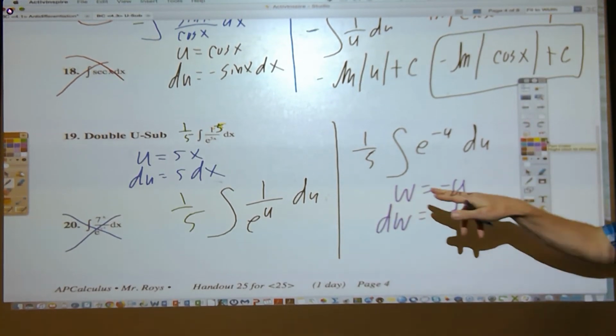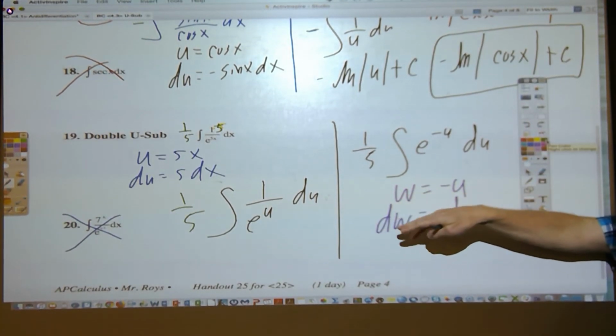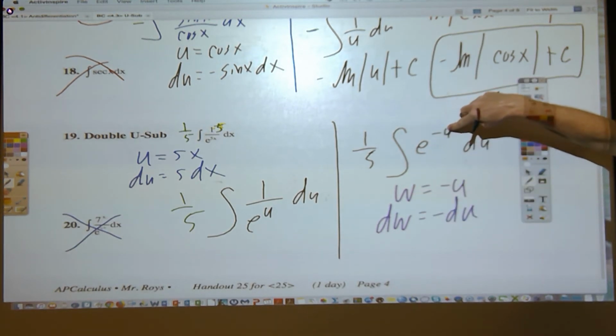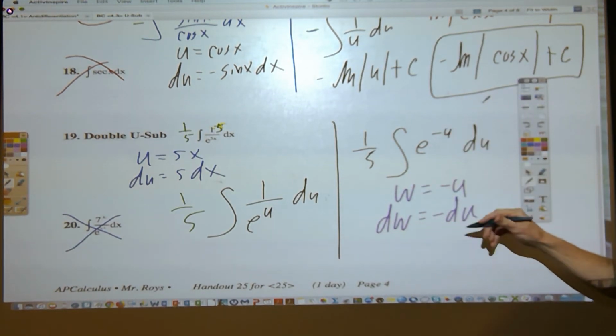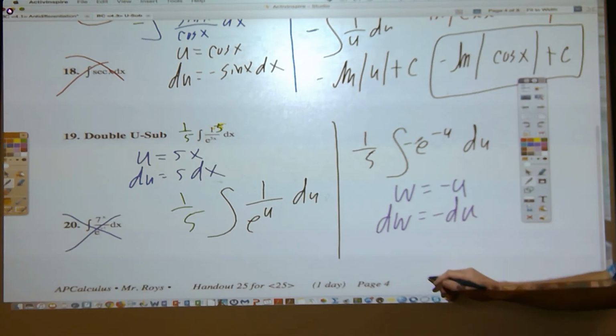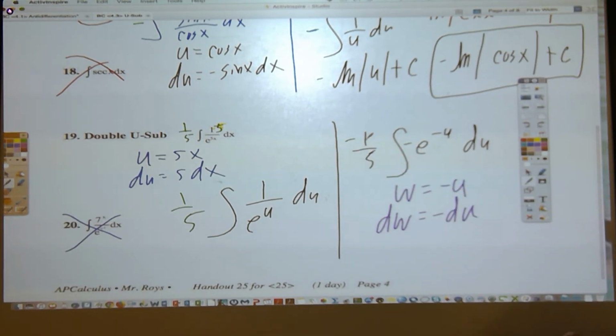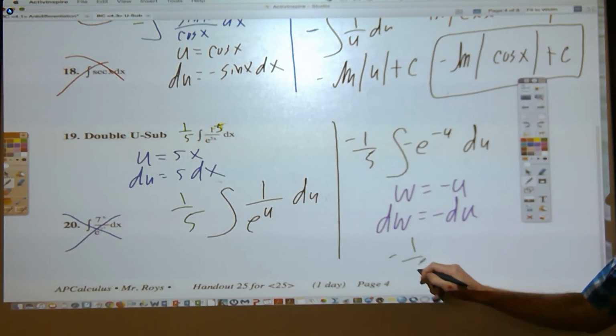I'm obligated to let w, I can't use u again, so I'm going to let w be the blob. So dw is negative du, doctor with a negative, counterbalance with a negative, and finally I can take the antiderivative.